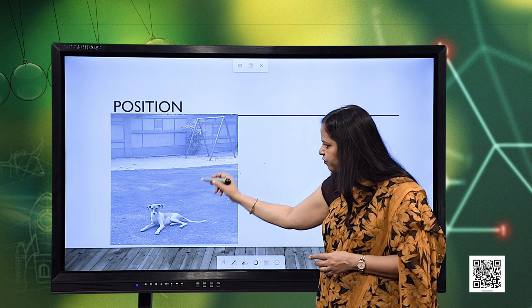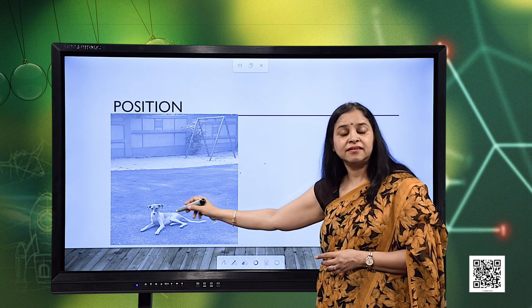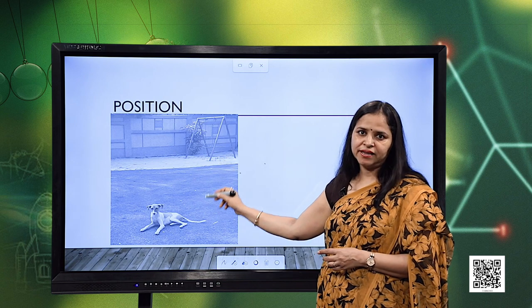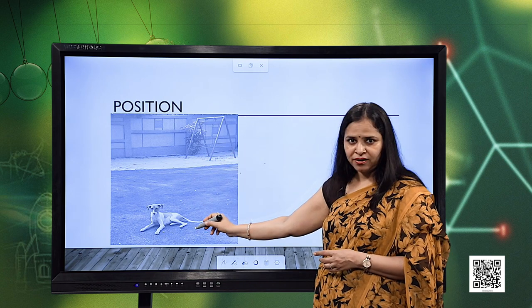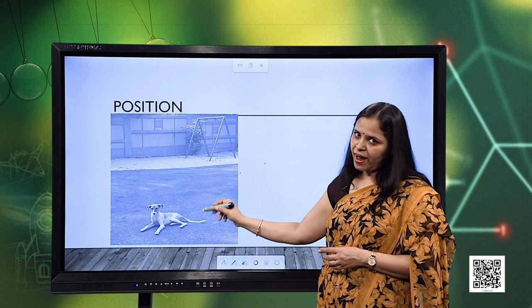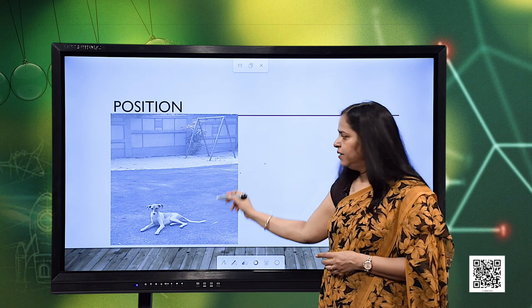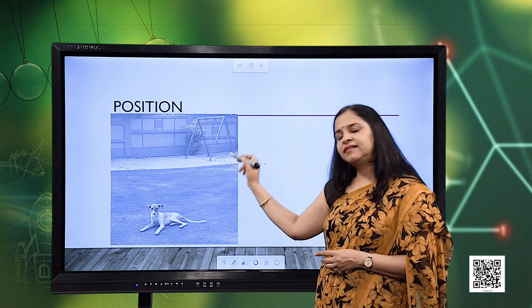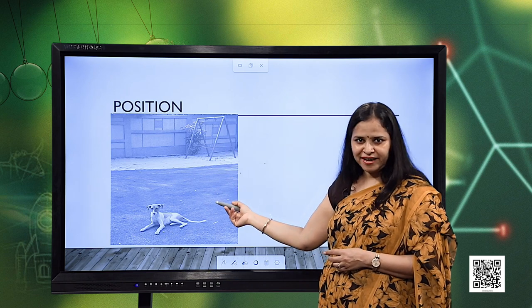So the distance between the object, that is this dog, and the swing is describing the position of this dog. And with the passage of time, if this position is not changing with respect to the swing, then we can say the dog is at rest.